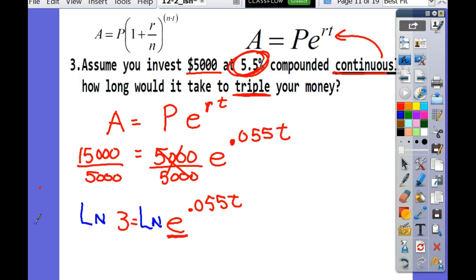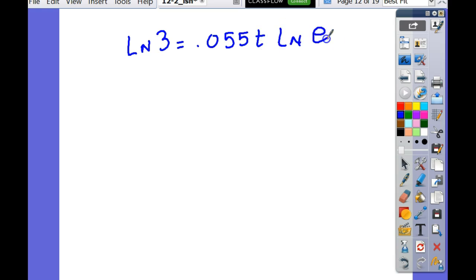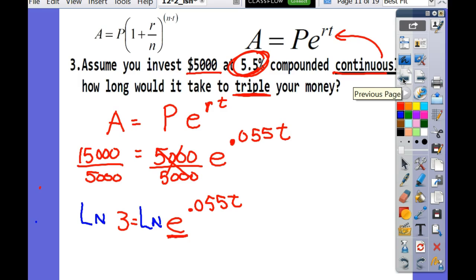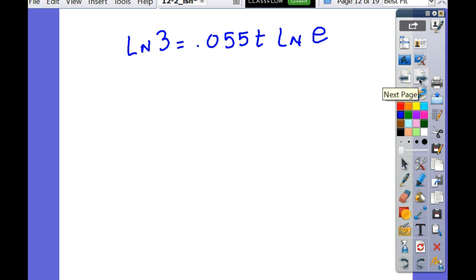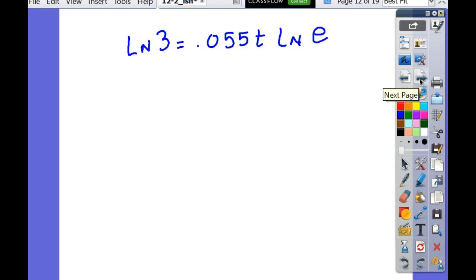The natural log is a log. It's just base E instead of base 10. It has all of the properties of a log, including the power rule. So this would become 0.055t. Did I write it down correctly? Yes. And so the power rule says that this is going to come out in front of the log, and that's what I wrote here.